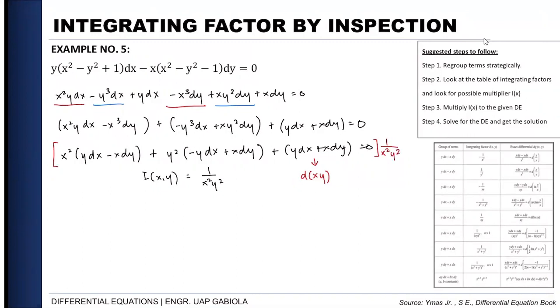So, once multiplied to the first term, we have y dx minus x dy over x squared y squared plus, here, it will be x dy, rearranging the term, dx over x squared. So, sorry, here there should be no x squared. Okay? And then we have the last one, d of xy over x squared y squared. It can also be presented as this. Okay? It's equal to 0.